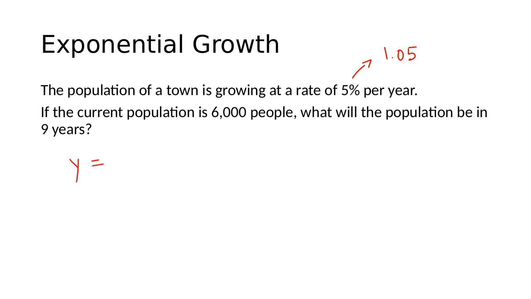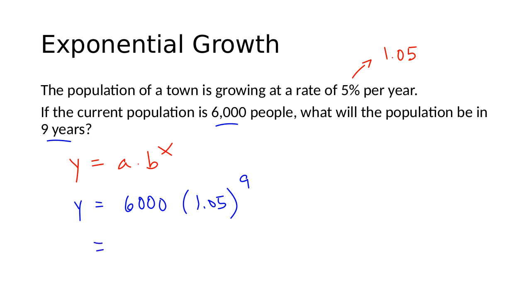Let's see, the general form for an exponential model is a times b raised to the x. And here, what I'm trying to find is, what's the future value going to be? I know the starting value is 6,000 people. I know my growth factor is 1.05 because it's growing 5% per year. And here, x is the number of years. I was told that's 9. So really, I'm just setting up this equation that I need to simplify the right-hand side of. I just need to do 1.05 to the 9th power.